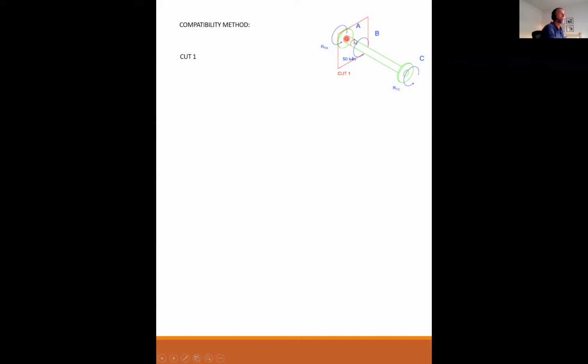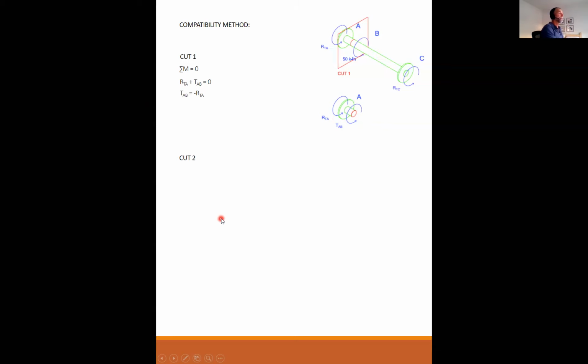If we make a cut somewhere between A and B, then this is my free body diagram of the segment. And I have an RTA, an unknown reaction, and I have an unknown internal torque here at AB. So summing my moments equal to 0, both of them are drawn in a positive sense. So RTA plus TAB equals 0. Therefore TAB, the internal torque in AB, is equal to the negative of the reaction RTA.